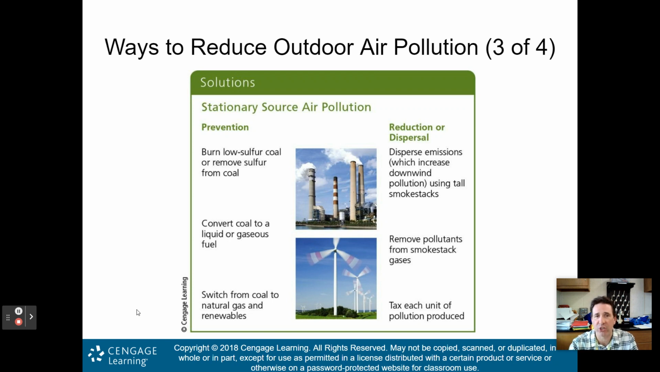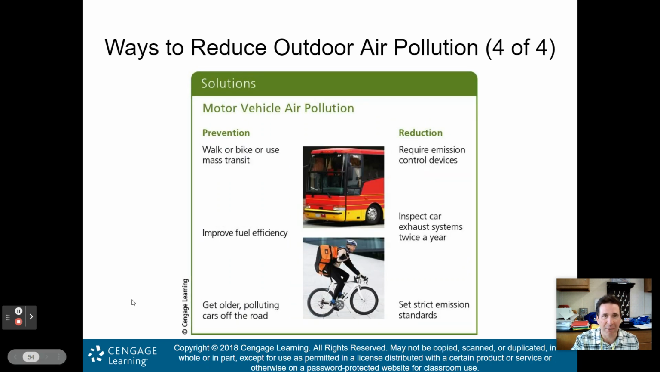How do we reduce or disperse stationary air pollution? Well, disperse it using tall smokestacks. If you get the smokestacks way up into the atmosphere, then you have more of that wind way up high in the atmosphere to disperse or to clean out the pollution. Remove pollutants from the smokestack gases initially, like the electrostatic precipitator or the wet scrubber. And cap and trade: tax each unit of pollution produced by these companies.